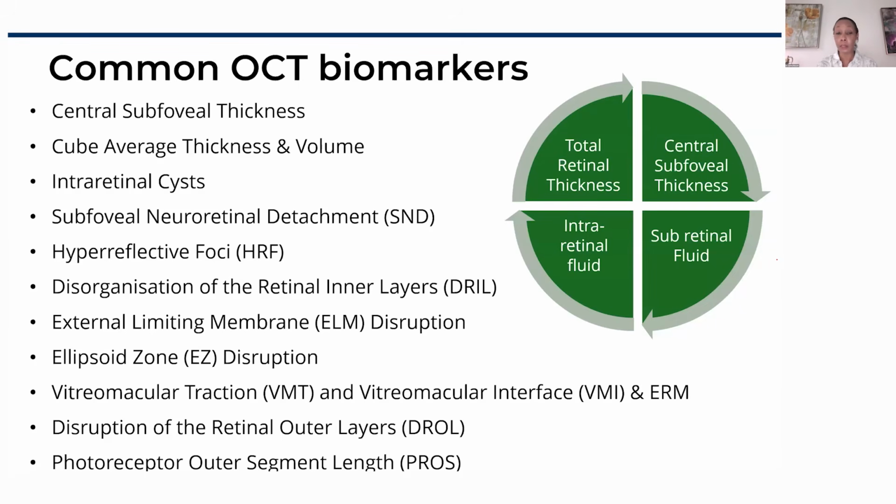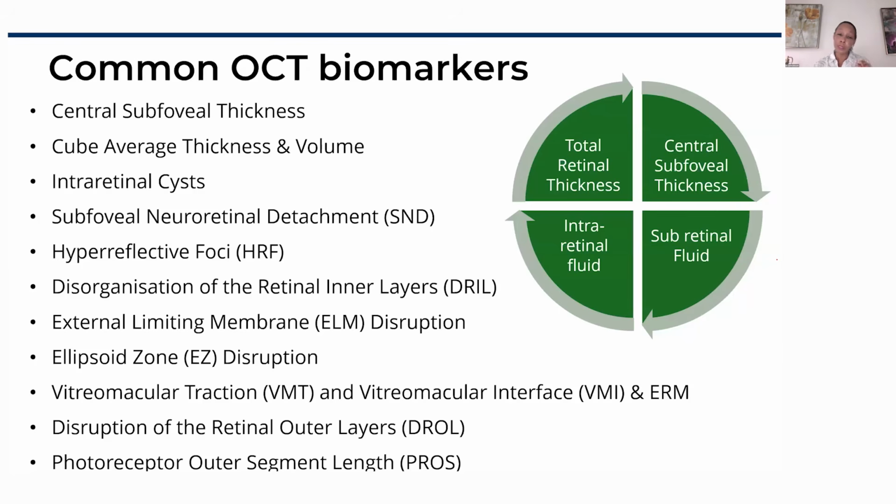Other things that can affect it also include vitreomacular traction, VMT. You need to look at the vitreomacular interface. Is there a membrane there? Is it causing traction? Is it pulling? Is it causing increased retinal thickening? So these are important things to look at.